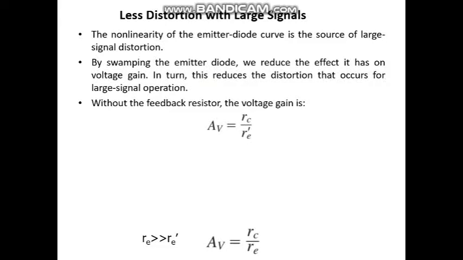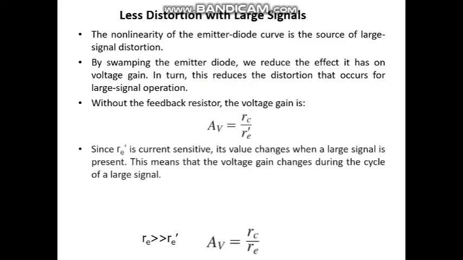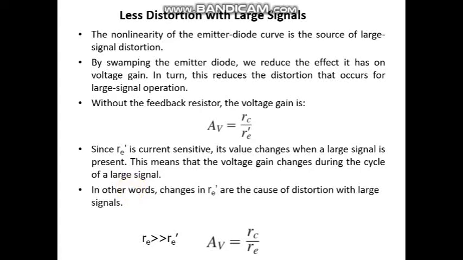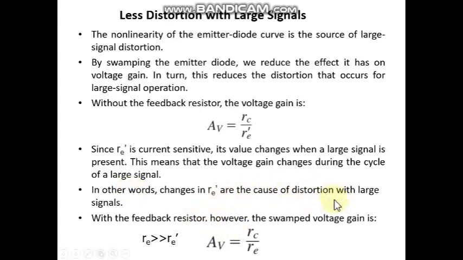Without the feedback resistor, the voltage gain is RC upon RE dash. Since RE dash is current sensitive, its value changes when a large signal is present. This means that the voltage gain changes during the cycle of the large signal. In other words, changes in RE dash are the cause of distortion with large signals.